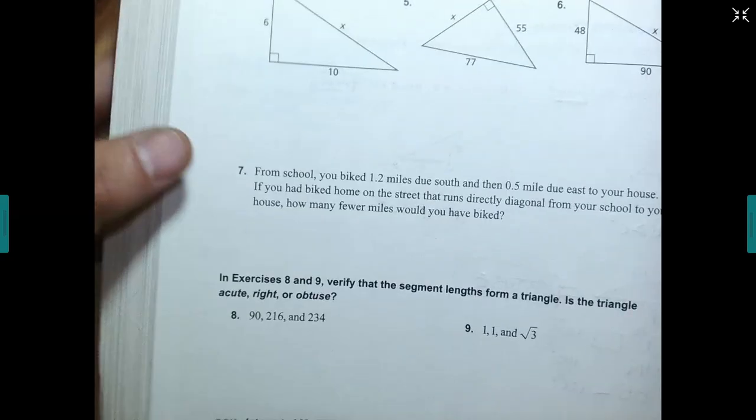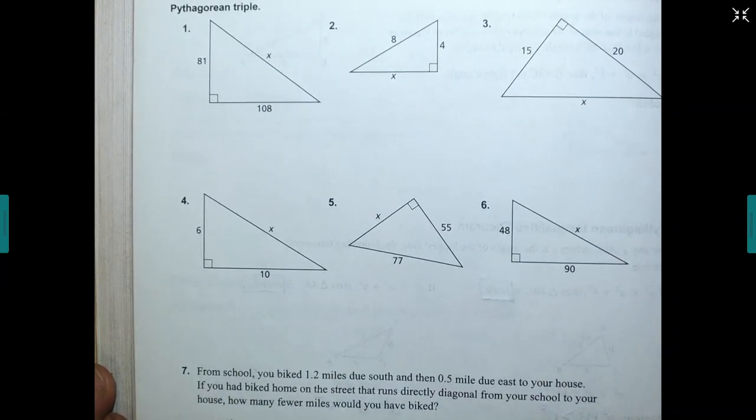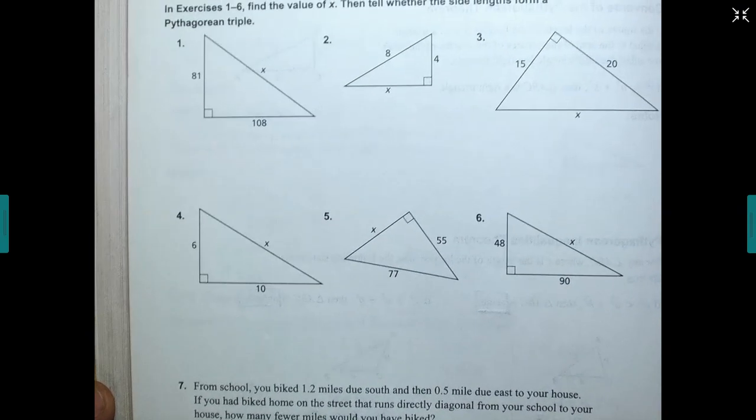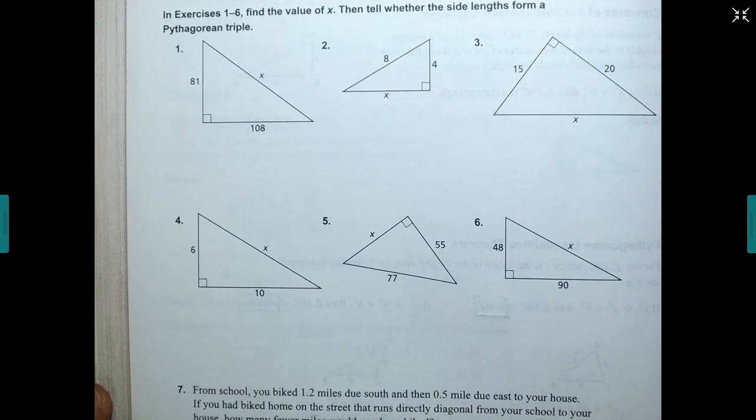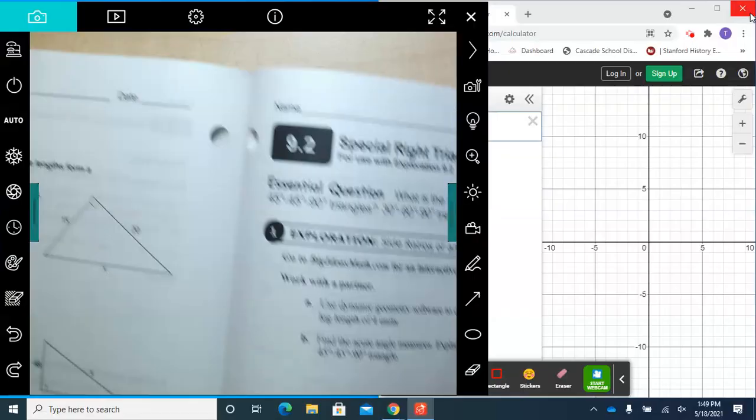There you go. Your homework's on page 284. You're going to end up doing 1 through 9. That's it. All right. Enjoy, and let me know if you have any questions.